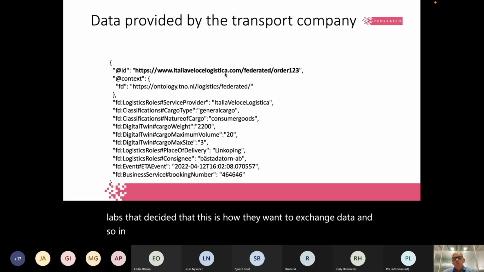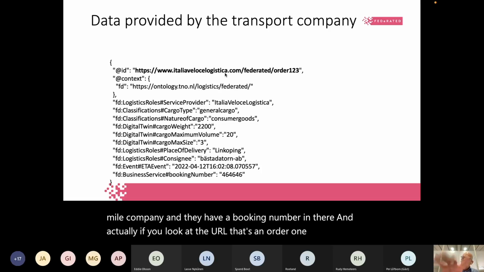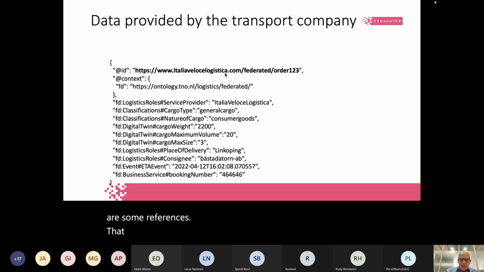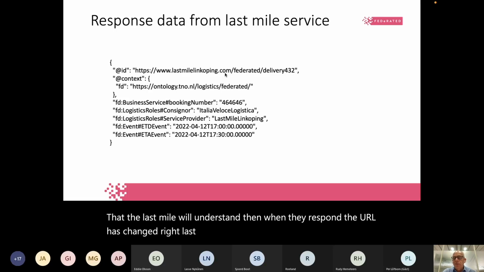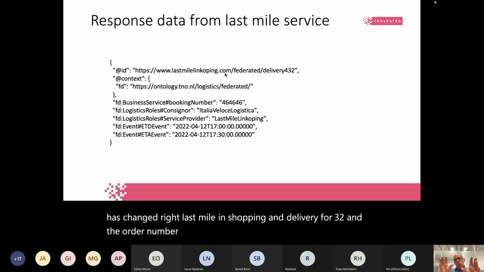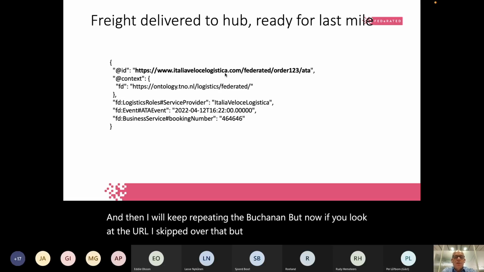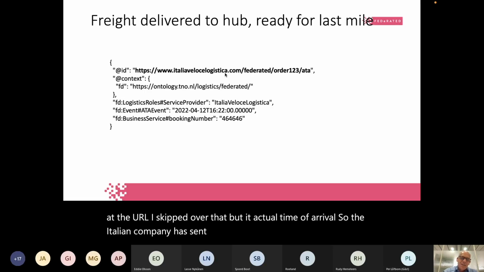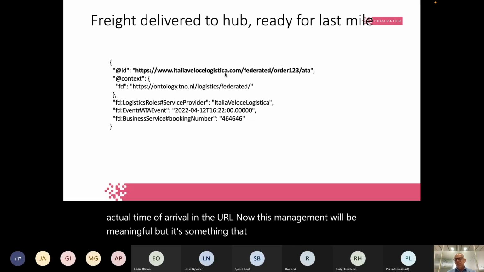And so in the slides that followed, what I've shown you here is that first, there's the Italian company that sends this message to the last mile company, and they have a booking number in there. And actually, if you look at the URL, there's an order 123 as well. So these are some references that the last mile will understand. Then when they respond, the URL has changed, right? Last mile Linköping FEDeRATED delivery 432 and the order number. So already the two know that this concerns specifically that booking number. Now, if you look at the URL, I skipped over that, but it actually says actual time of arrival. So the Italian company has sent this message, and it happens to have an actual time of arrival in the URL. Now, this may not be meaningful, but it's something that we agreed between the parties that this is how we will do it.